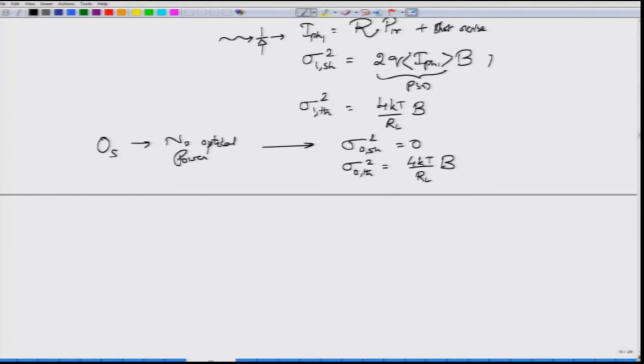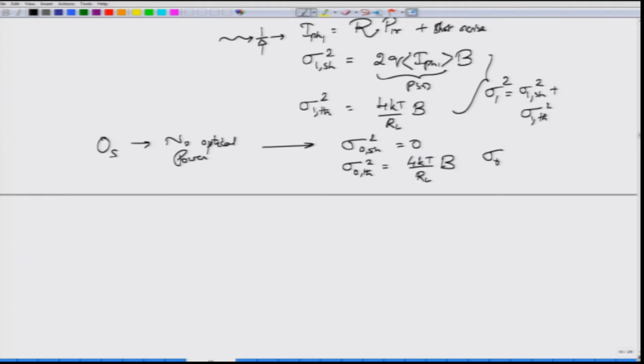Clearly the total noise variance, which we can call sigma 1 square, will be the sum of the shot noise variance and the thermal noise variance. Because these two processes are happening independently of each other, we can obtain the total variance by adding these two together. Okay.